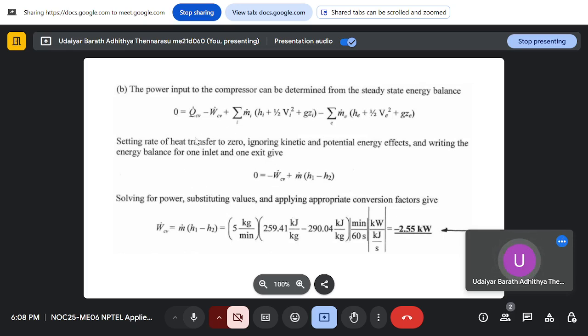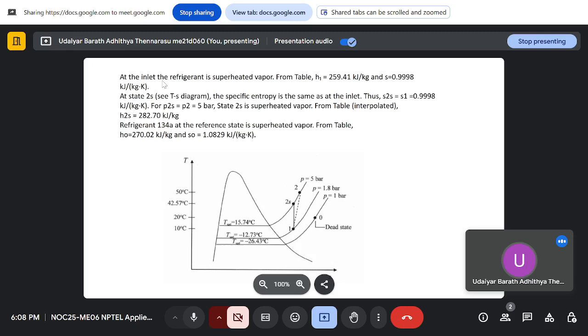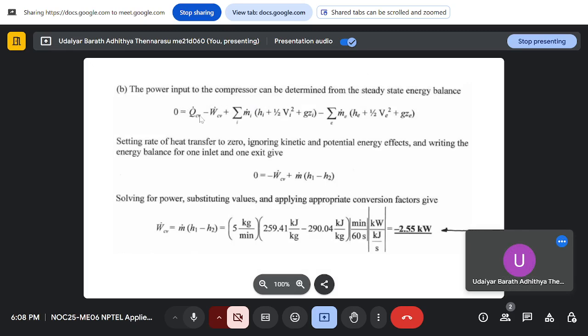So if you are to find out the work required in the compressor, if you apply the steady flow energy equation, this is what you get: Q minus W plus your inlet energy stream minus the exit energy of the stream. This has enthalpy, kinetic energy and potential energy. If you neglect kinetic and potential energies, and since the compressor is insulated, as given, your Q is also 0. So in that case, my compressor work becomes m dot (H1 minus H2).